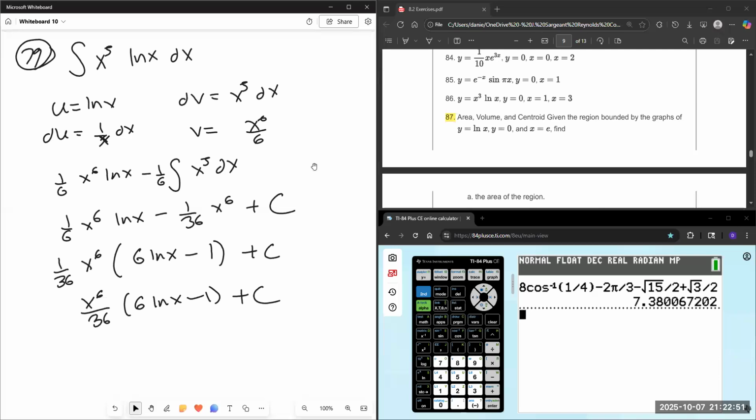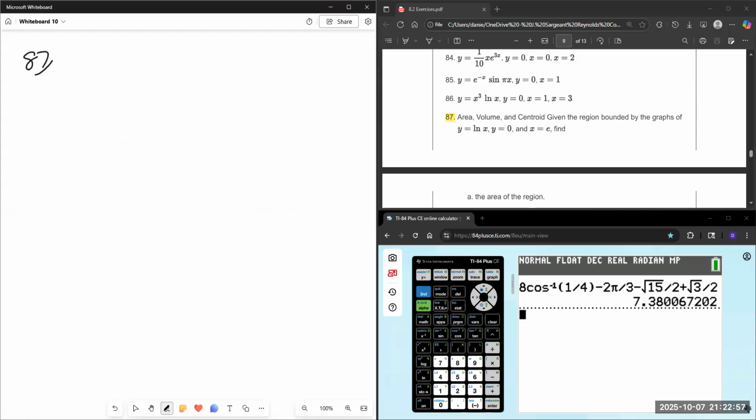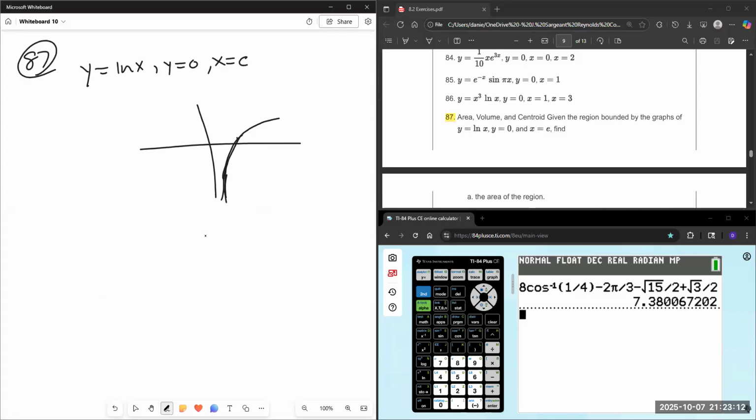All right, let's find a centroid. Number 87. So y equals ln of x, y equals 0, x equals e. Take a look at what that graph would look like. It'll be something like this. Then at e, we'd have 1. This point here is e, 0. This is 1, 0. We're talking about this region right here.